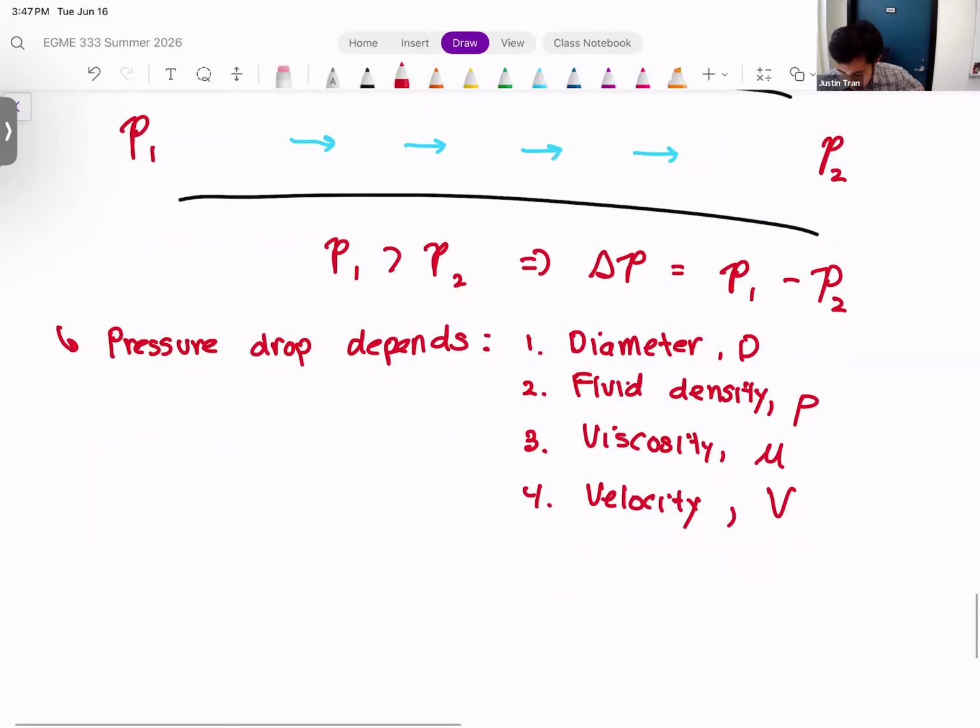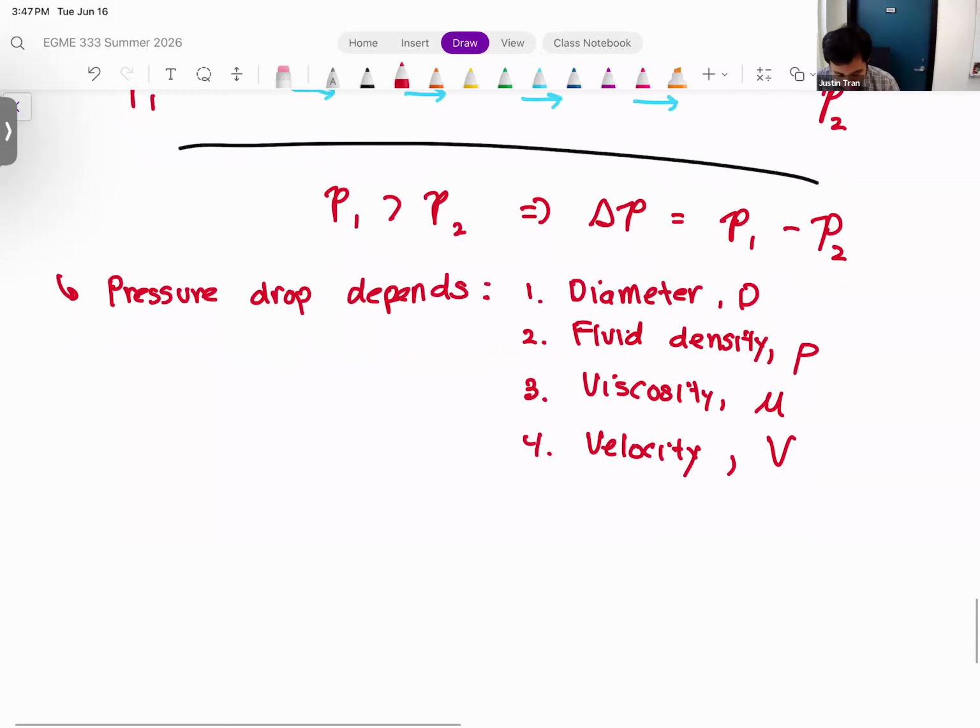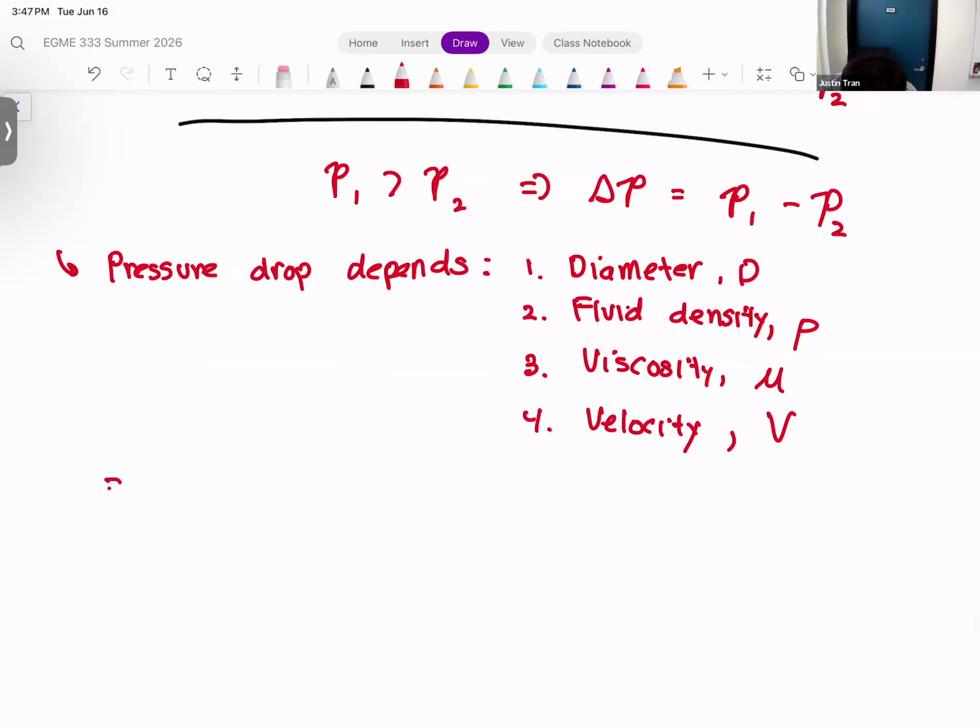Okay. All right, so we have basically one dependent variable, which is our pressure drop, and four independent variables: diameter, density, viscosity, velocity. Right. All right, so the way we can express this concisely is we can say that pressure drop, delta P, is equal to a function of all of our parameters here. So D, rho, mu, and V.